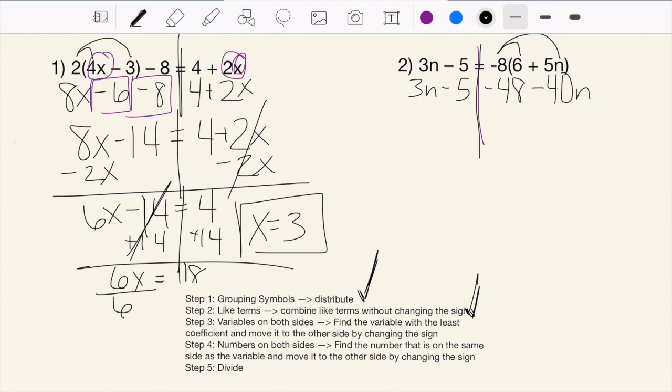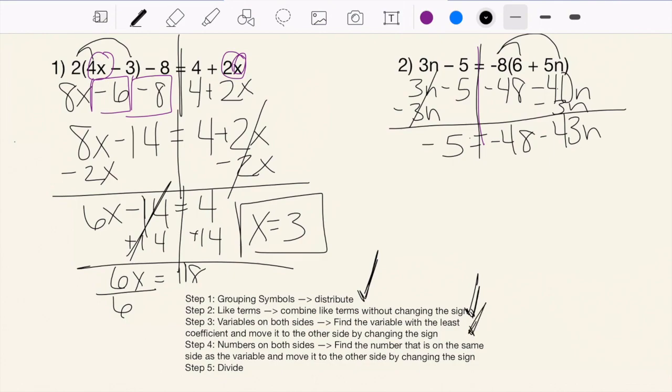3 is variables on both sides. There are n's on both sides, so I'm going to subtract this 3n from here and subtract it from both sides. So we're left with -5 equals -48 minus 43n. Numbers on both sides, so I'm going to go ahead and add 48 to both sides. That'll give us +43 equals -43n.